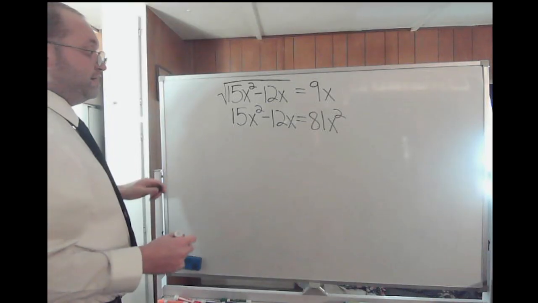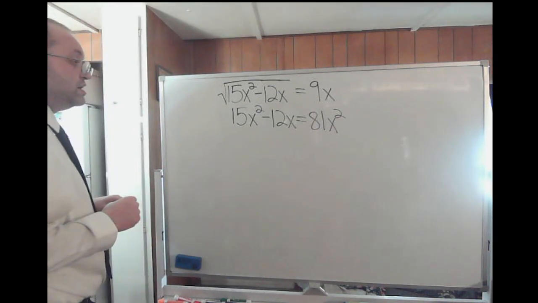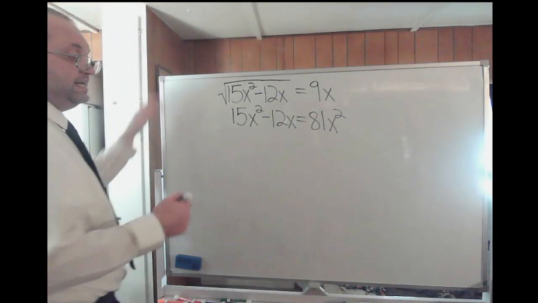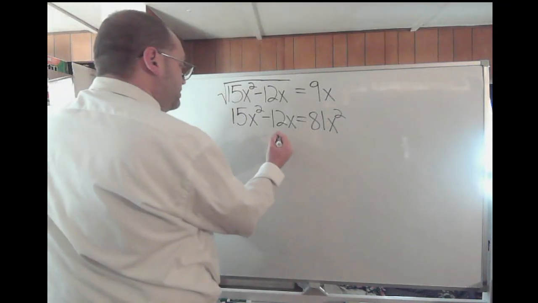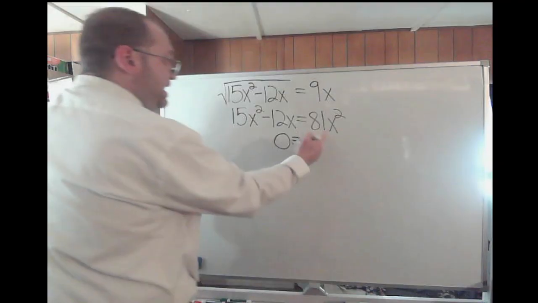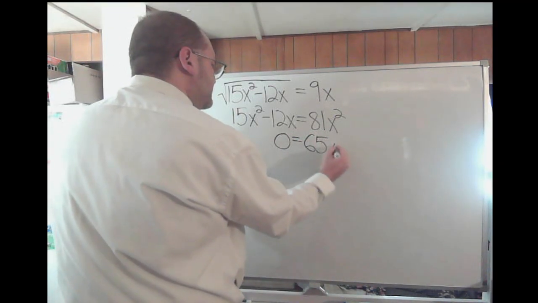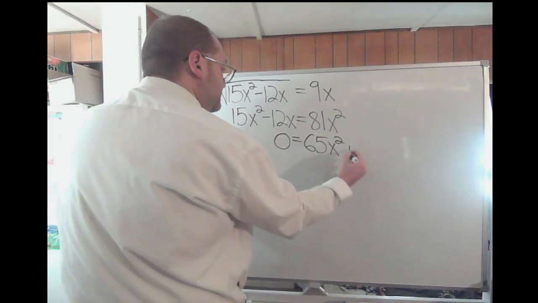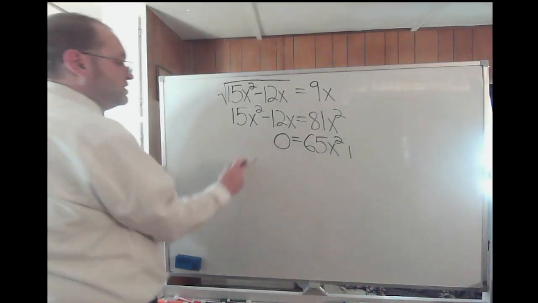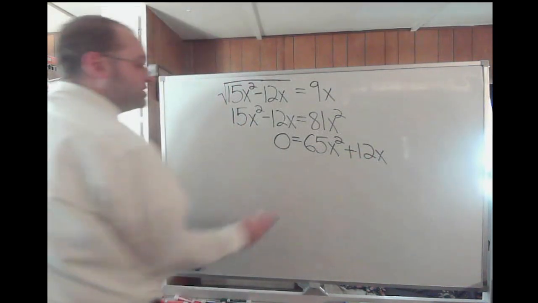So now we have a quadratic on both sides. This time I'm going to make 0 be on the left. It's going to be easier that way. If I go ahead and subtract everything from the left-hand side, I'll get 0 on the left-hand side. 81x squared minus 15, that's going to be 65x squared plus, no, if I subtract, no, I'd actually have to add the 12 to the left-hand side, so I would get 65x squared plus 12x on the right-hand side.